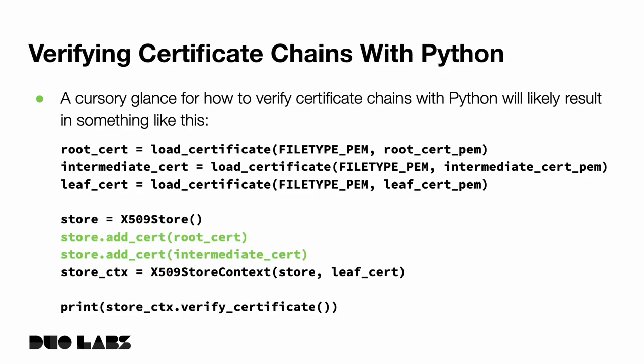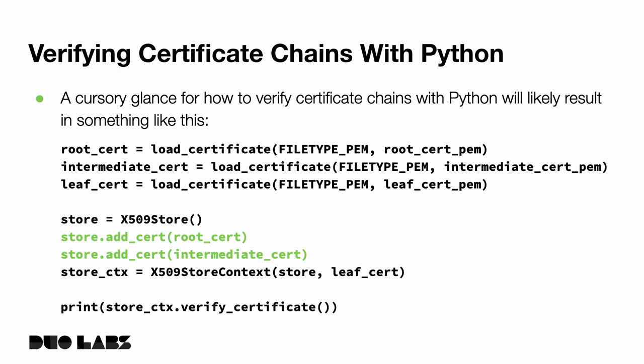Here's a cursory glance at how someone might implement certificate chain validation in Python using the PyOpenSSL APIs. What's happening here is we're parsing a root cert, an intermediate cert, and a leaf cert. We're instantiating a store. We're adding the root and the intermediate to the store. And then we're instantiating an X509 store context to validate that leaf certificate. This is actually really wrong.